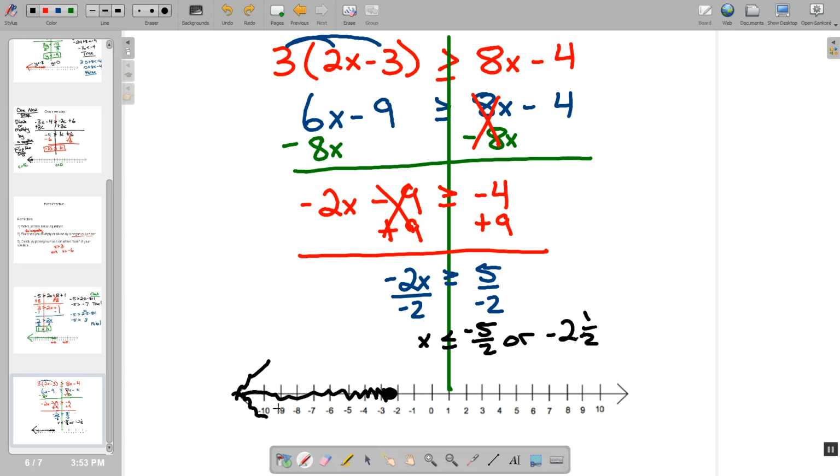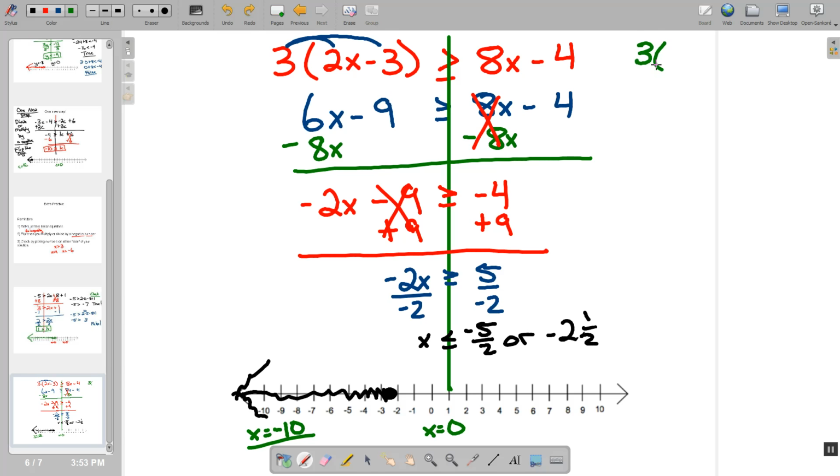Now, some of you might say, I see a fraction, this is going to be a harder check. But the truth is, I get to pick any number for my check, so I can pick numbers that should make this a little bit easier. So I'm going to pick negative 10, because I like working with tens, and I'm going to pick 0. So let's do the negative 10 first.